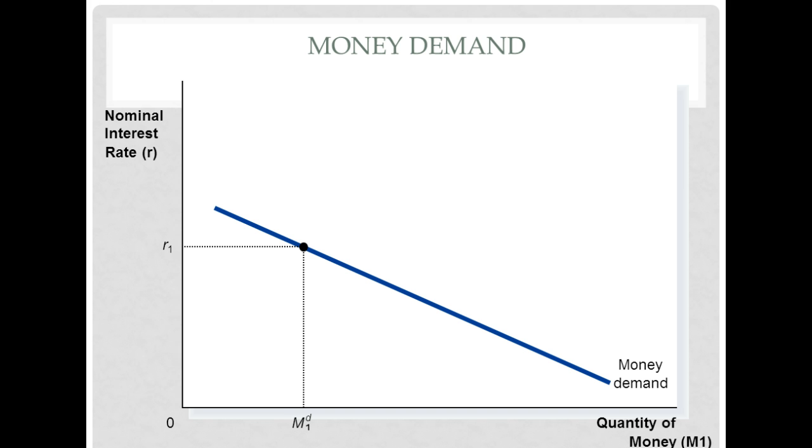At the interest rate R1, people will demand a certain amount of money. At another interest rate, a lower one, they demand more money. And again, they're moving in opposite directions, the interest rates and the quantity of money. What's interesting about that is, why would that be the case? Well, the reason is actually pretty simple if you think about it.